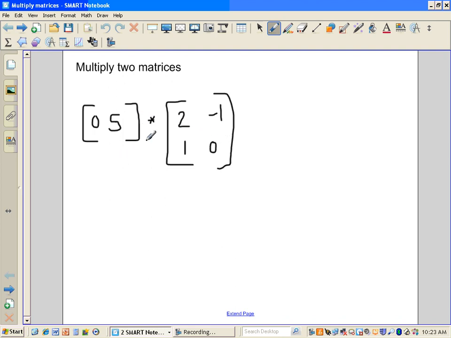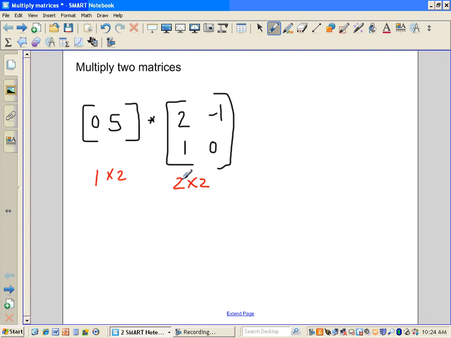Remember, we've talked about dimensions before. The dimensions of the first matrix, this one here, is a 1 by 2, and the dimensions of this second matrix are 2 by 2. If we were asked to add these matrices, we wouldn't be allowed to add them because the corresponding entries matched up for the first part, but there's nothing to match up for the second part. However, for multiplying matrices, the dimensions do not have to be exactly the same.